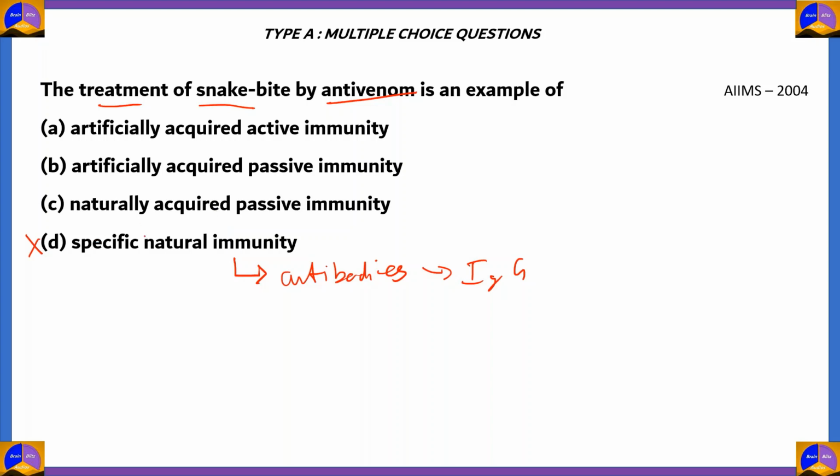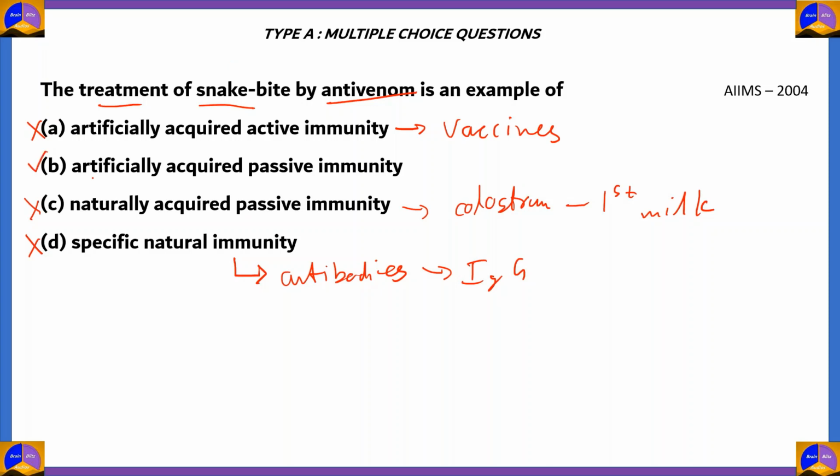What about option C, naturally acquired passive immunity? An example for naturally acquired passive immunity is colostrum. So colostrum, which is the first milk that we get from our mothers, is an example of naturally acquired passive immunity because colostrum contains IgA. So therefore option C is incorrect. What about option A, artificially acquired active immunity? An example of an artificially acquired active immunity is the various kinds of vaccines, such as polio vaccine, Ebola vaccines, etc. So option A is incorrect.